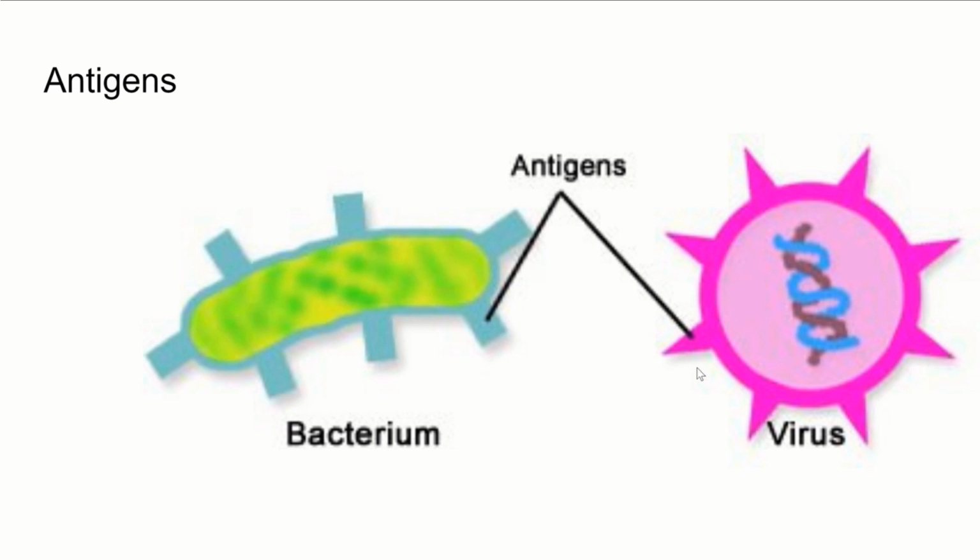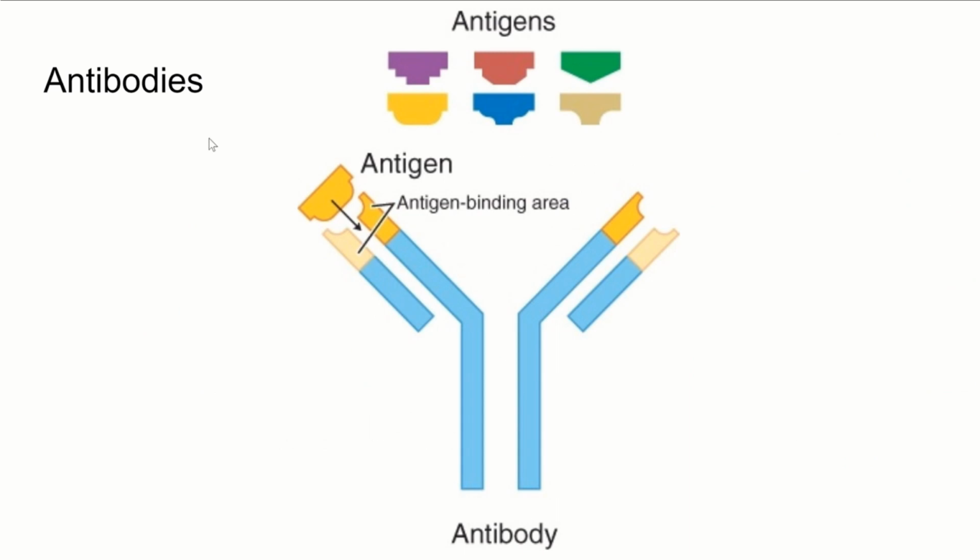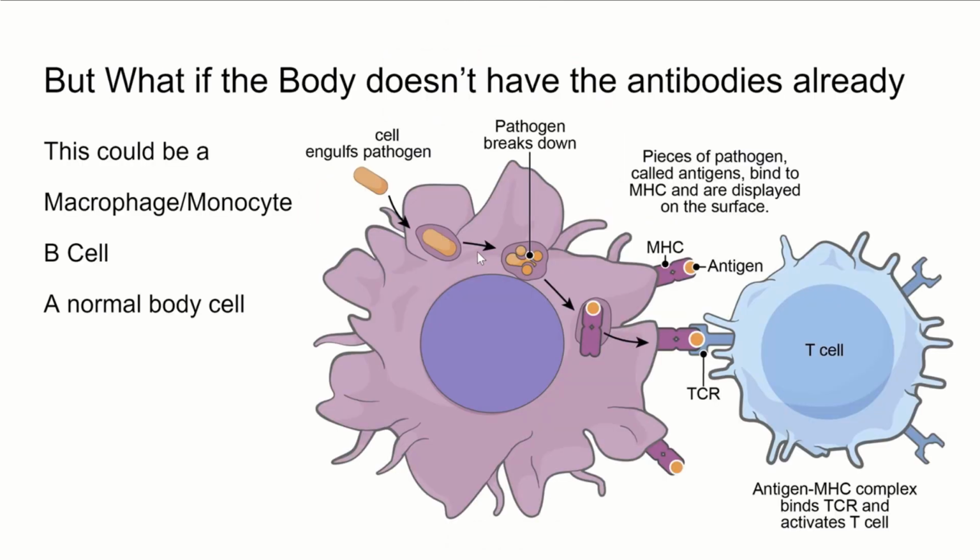So remember that we're going to encounter pathogens throughout our lifetime, and some of them we will know because we've encountered them before, but some will be new to us, and so we have to learn how to defend against those. The way that our body defends against antigens is through antibodies. So we have to learn how to make new ones. So what are the steps when your body doesn't already have antibodies?